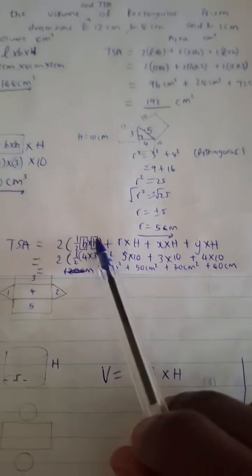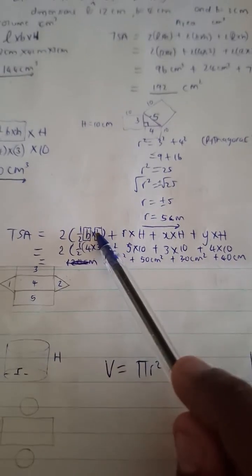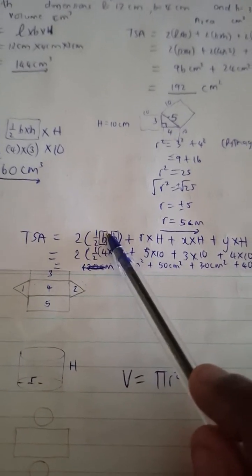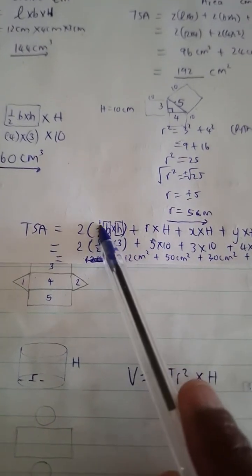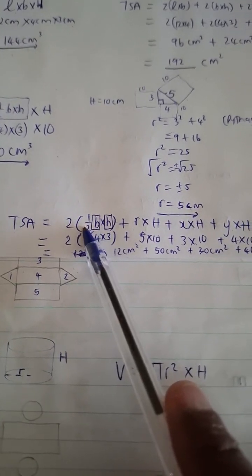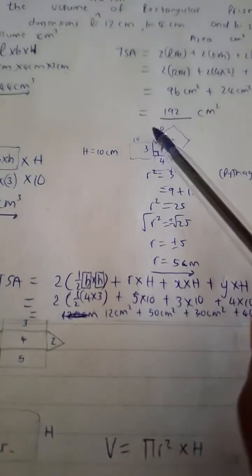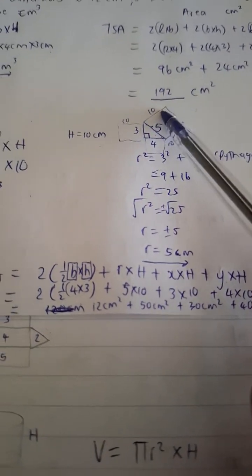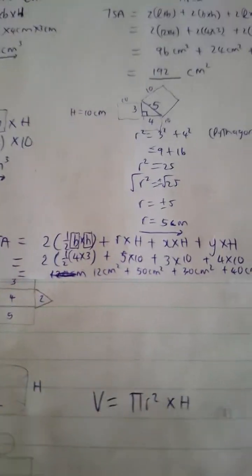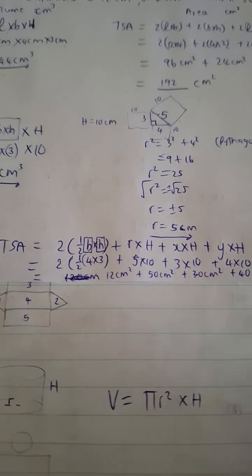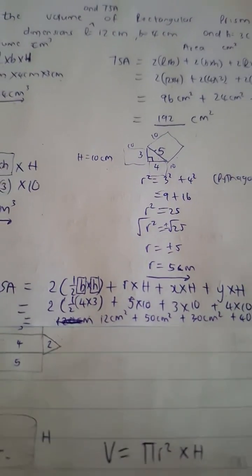But me, I was just generalizing here that it's 2 times half base times height, the base and the height of the small triangle, the 2 faces of the triangles that are identical. And then I multiply the one dimension with H. Remember, 5 times 10, there's that face. The 4 times 10, there's that face. And the 3 times 10, there is that face. It's like I've opened them so that you can see the faces.